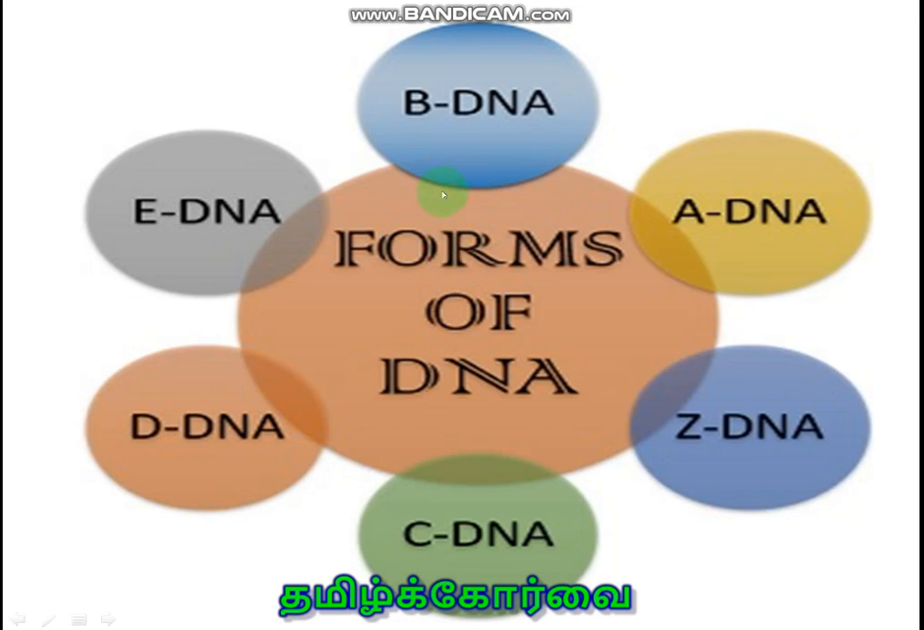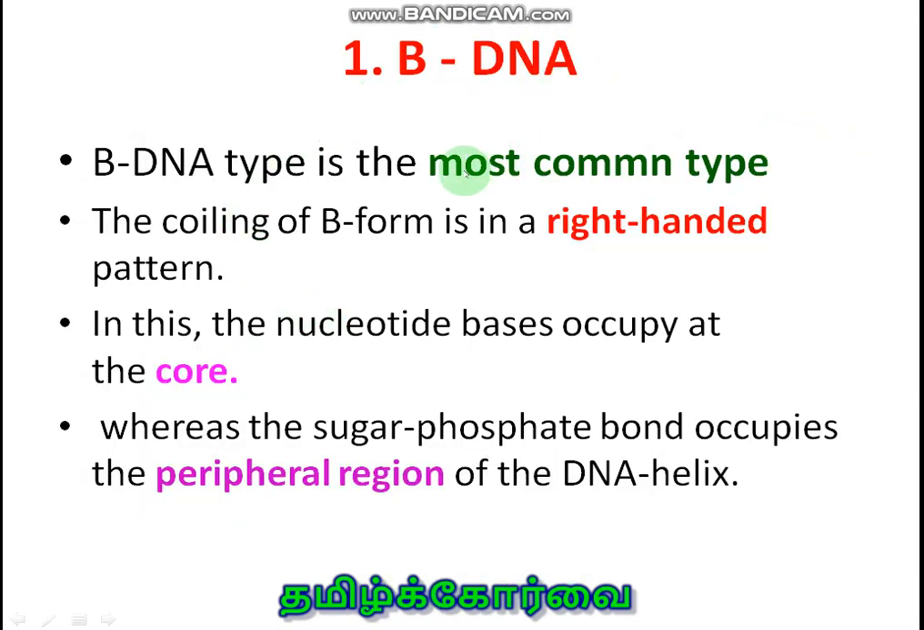Then forms of DNA. Three forms of DNA are discussed in our book: B-DNA, A-DNA, Z-DNA. In addition to that, E-DNA, D-DNA, C-DNA are also present. First, B-DNA. This is the most common type. Right-handed pattern, the helix forms on the right-hand side. The core consists of nucleotide bases, and the peripheral region consists of the sugar-phosphate backbone.